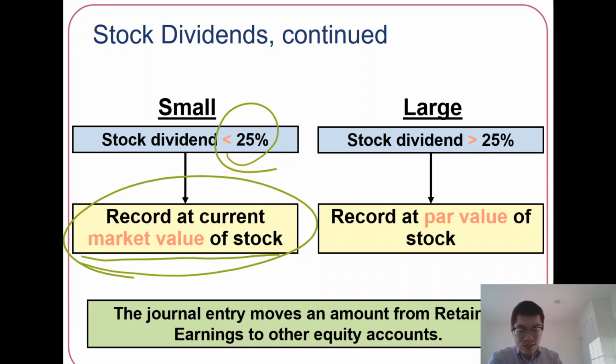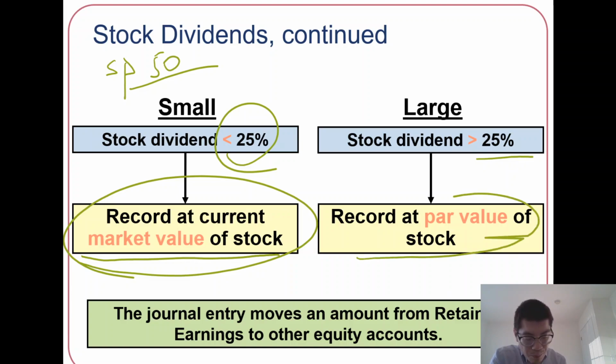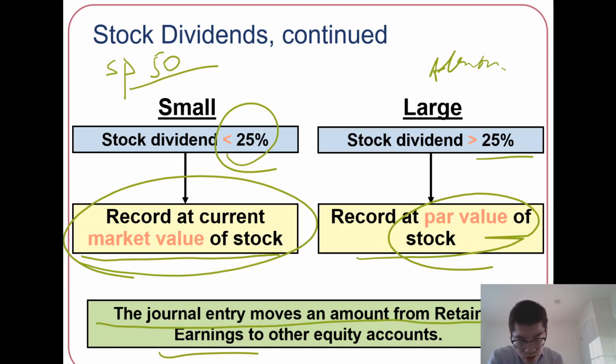Let's say your market value, the selling price now, is $50. Then you just record these stock dividends at $50 per share. But if you are issuing more than 25% of your overall issued common stock, then we have to record at par value, and the premium amount we record in additional paid-in capital. The journal entry moves the amount from retained earnings to other equity accounts, which are the common stock account or additional paid-in capital.